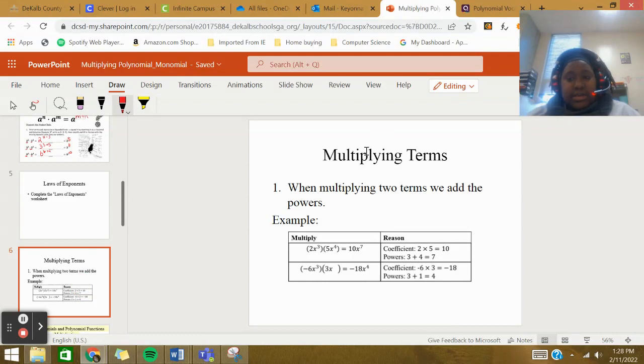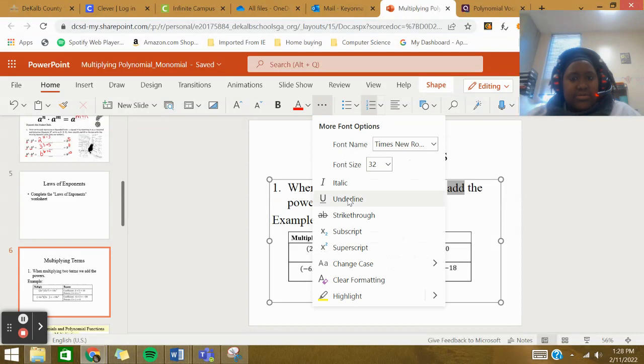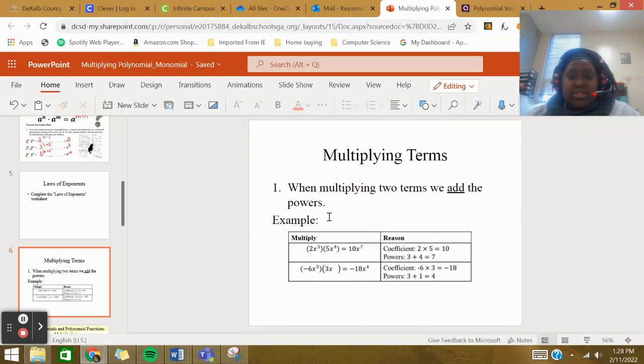All right, let's look at multiplying terms. It says when multiplying 2 terms, and this is the part that you guys actually have to fill in. I don't know why it wasn't underlined, but it's okay, we're going to underline it now. We add the power. So here are more examples of using the product rule. We have 2x to the third times 5x to the fourth. You multiply the two coefficient numbers together.